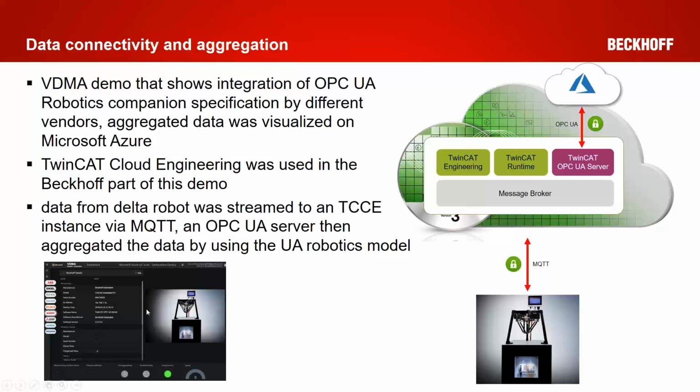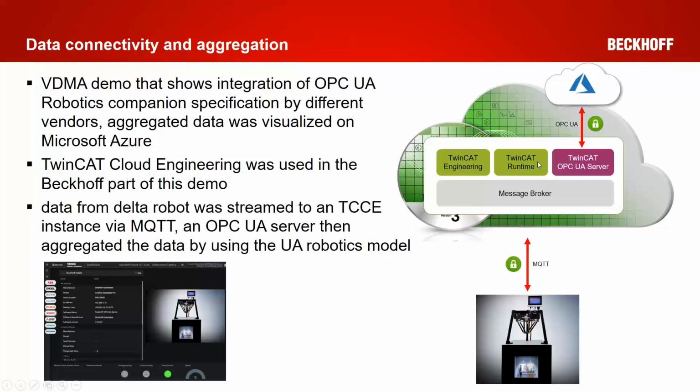And what we did is we had this live Delta robot that we wanted to expose data from. We published live data from this robot to the message broker. We aggregated this data in the TwinCAT runtime. And then we used our TwinCAT OPC UA server to load the companion specification model into its namespace and expose the aggregated data from the live Delta robot.